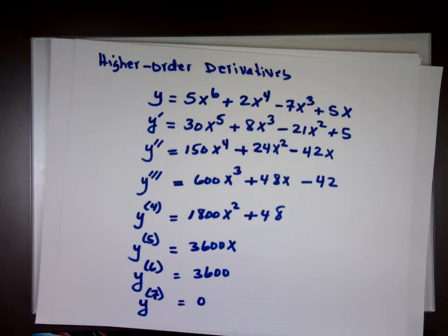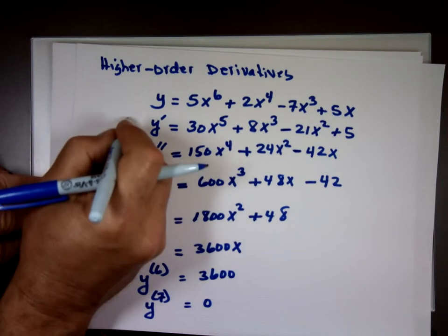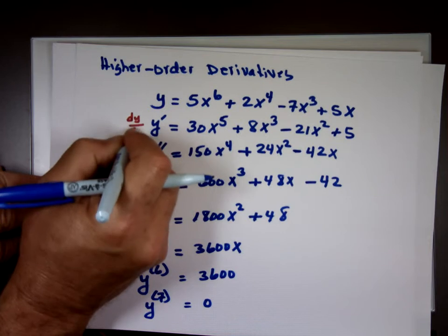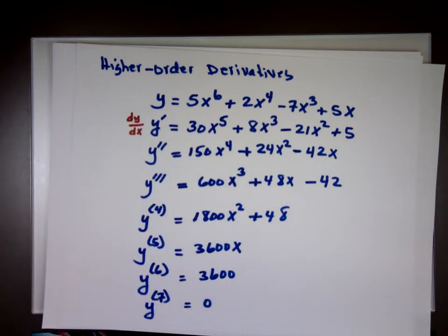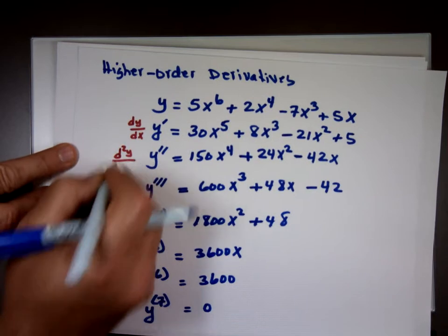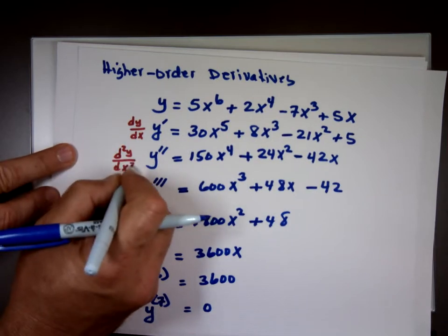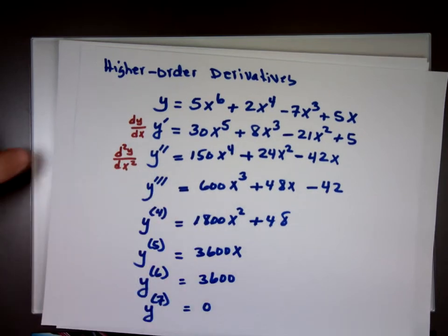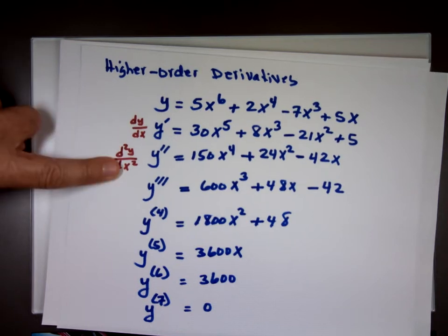If you want to use the other notation instead of slashes, if you want to use dy dx, this one will be written as dy dx. The second derivative is written differently. It's d squared y dx squared. Notice where we put the squared: next to the y on the top, and next to the x, top of the x.